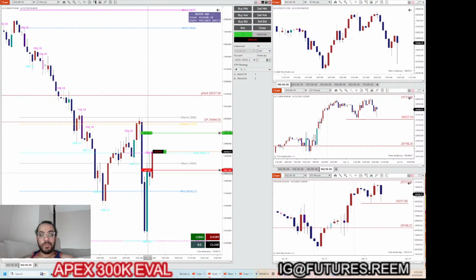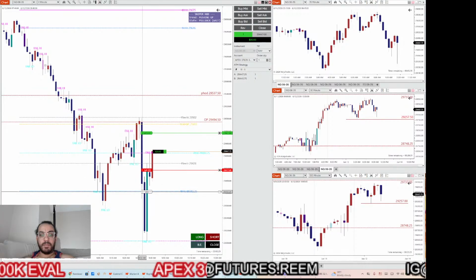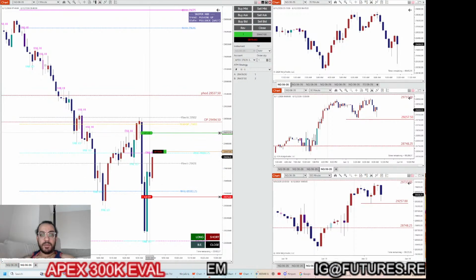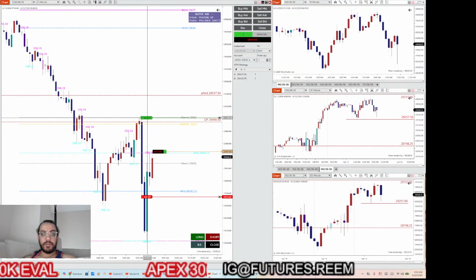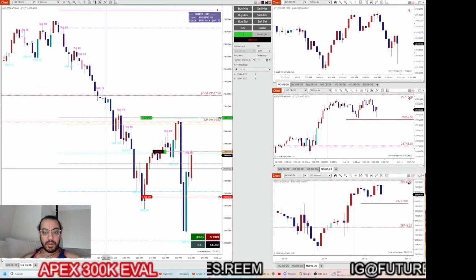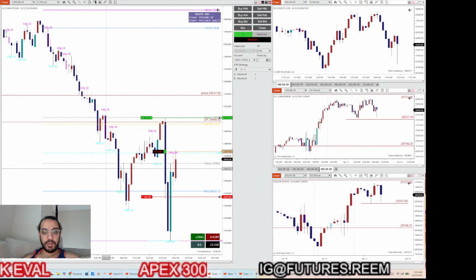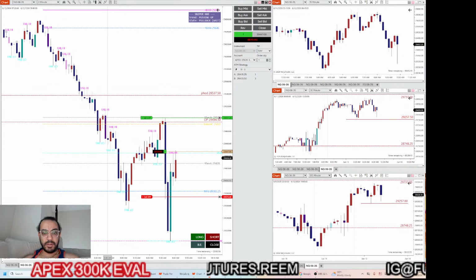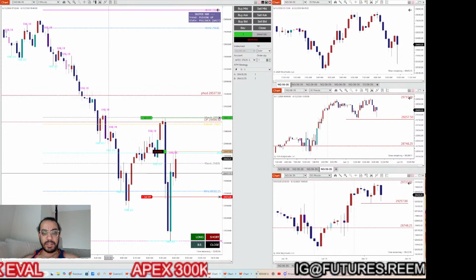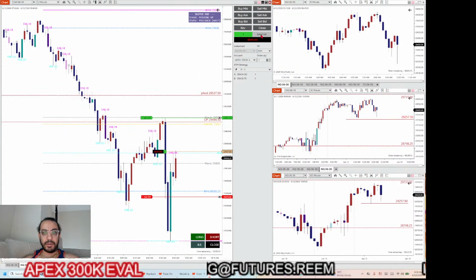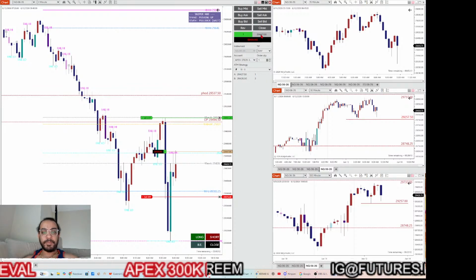Order filled. We're in, baby. Let's see if we can get to this 15-minute high. If we get back below this 15-minute low and the candle looks like it's going to reject, I'm just going to get out, okay?